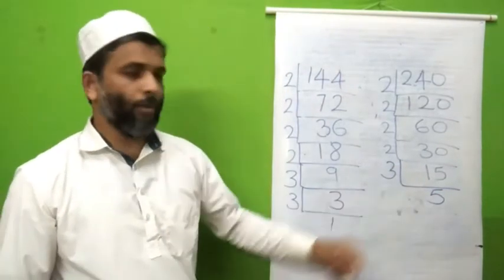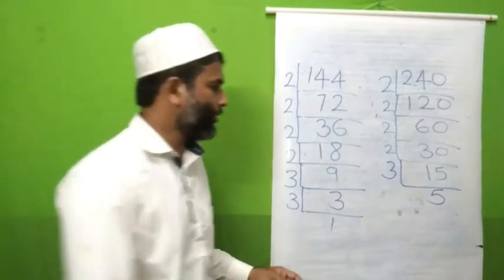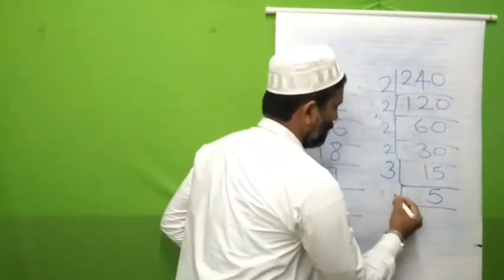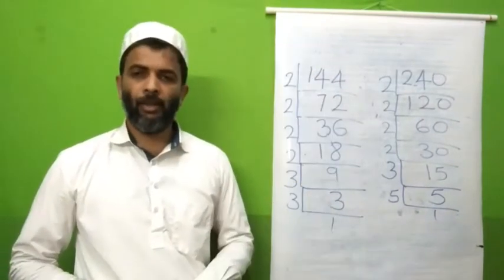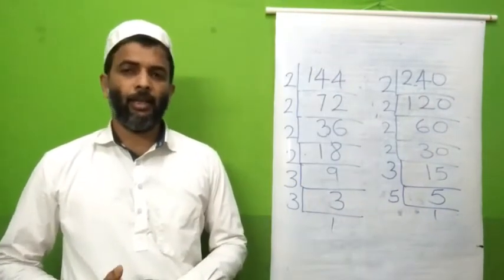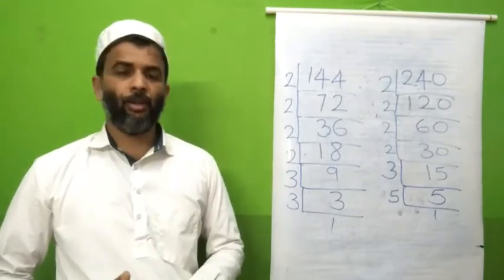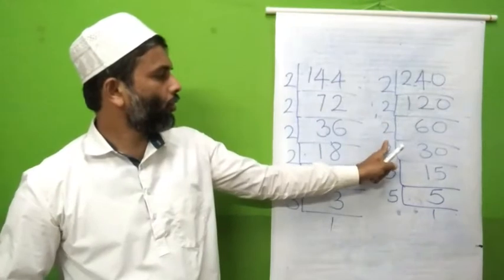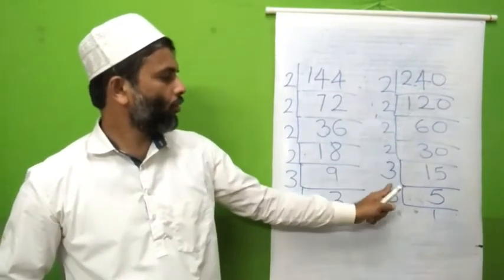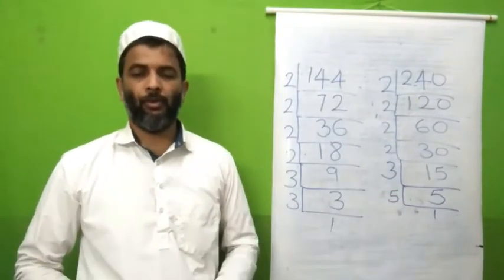Five is a prime number, so we divide it by itself. Write down the division method. Thus, the prime factorization of 240 is equal to 2 into 2 into 2 into 2 into 3 into 5.